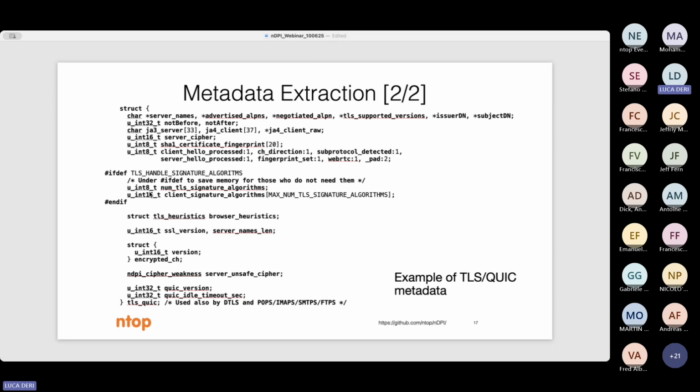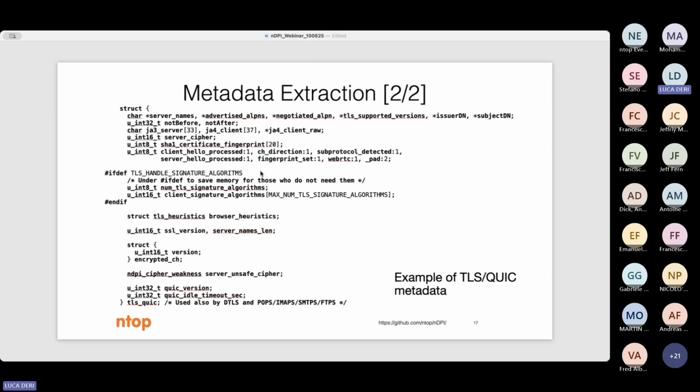The information depends on the type of flows that we are monitoring. In this case, I'm showing you TLS and QUIC. We have a lot of information, starting from fingerprints to browser heuristics. So we have information about the encrypted traffic and so on. We have other protocols that have no metadata at all, and other protocols that have more limited metadata. So what I want to say is that this metadata depends on the protocol.